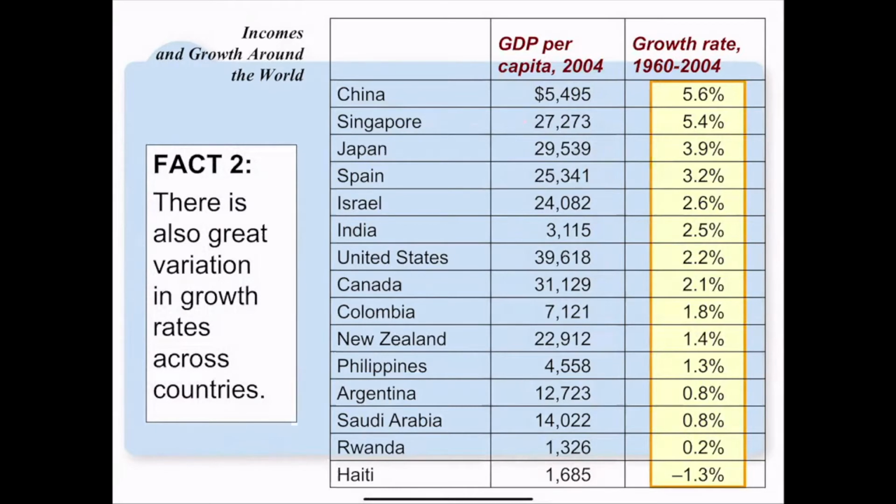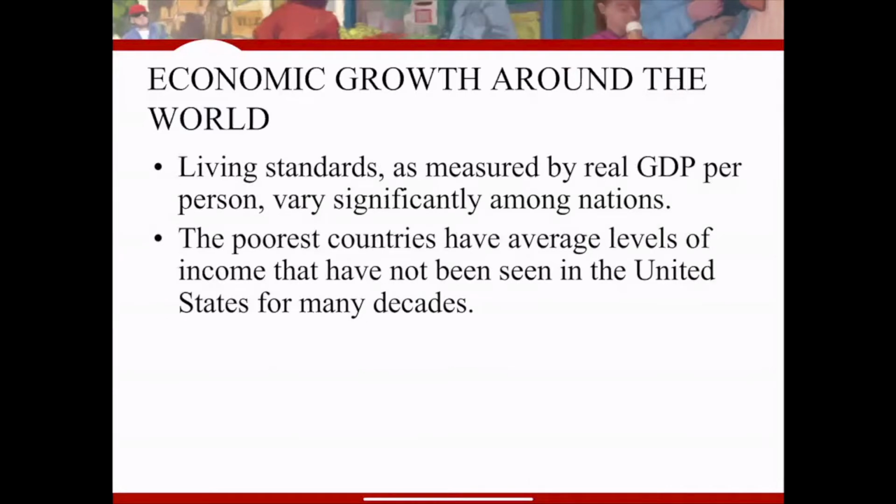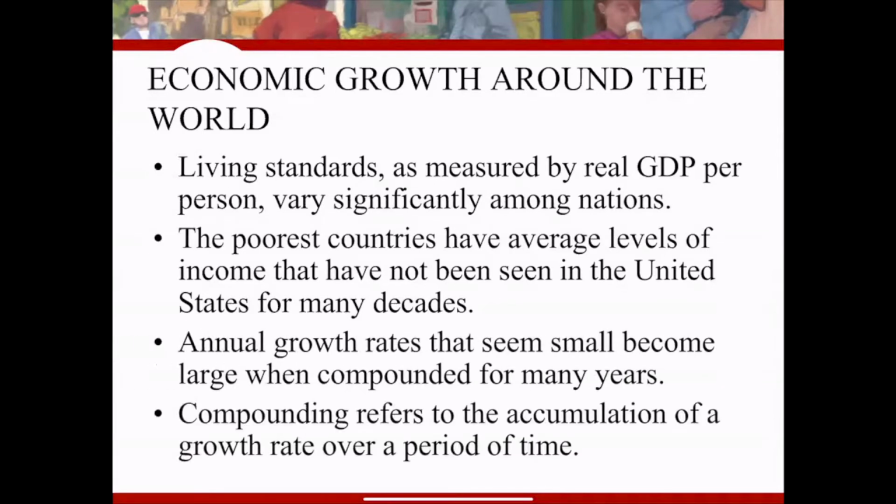Okay, so living standard is measured by GDP per person. The poorest countries have an average level of income that has not been seen in the US for many decades. But the growth rate is quite important. In the last column of the table, you can see that the annual growth rate is 2 to 3 percent, right? But that is compounded over the course of 30 years. So actually that is not small.